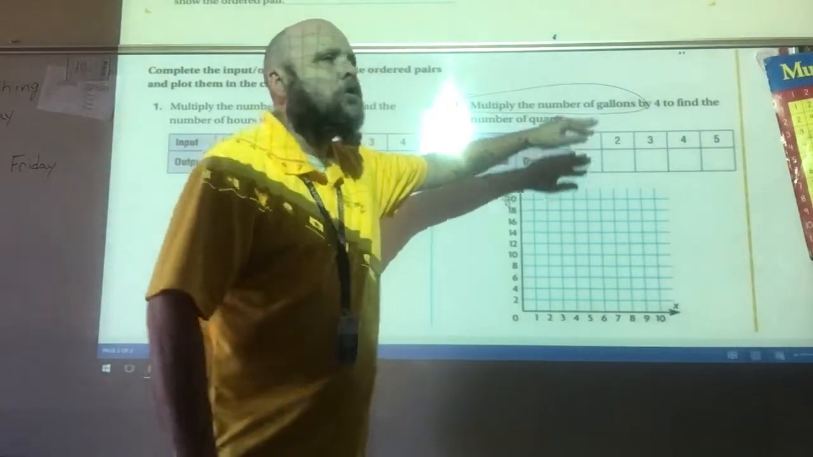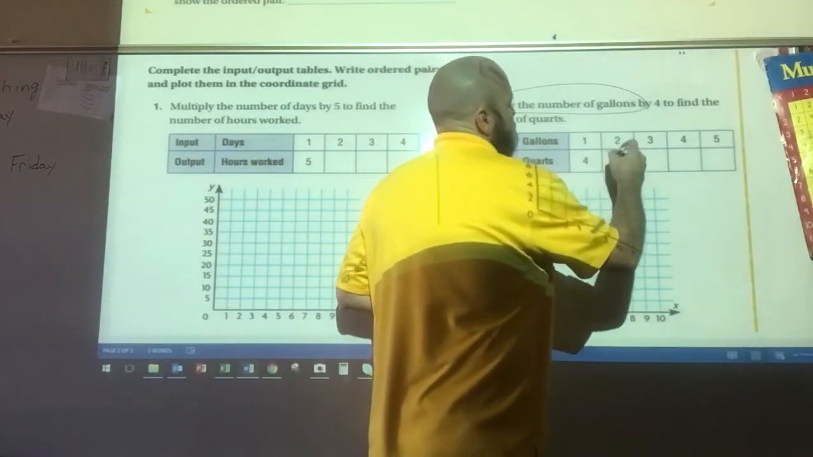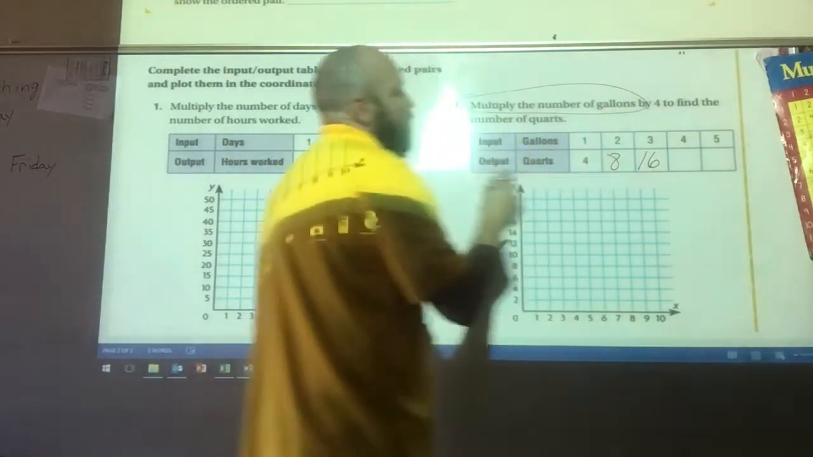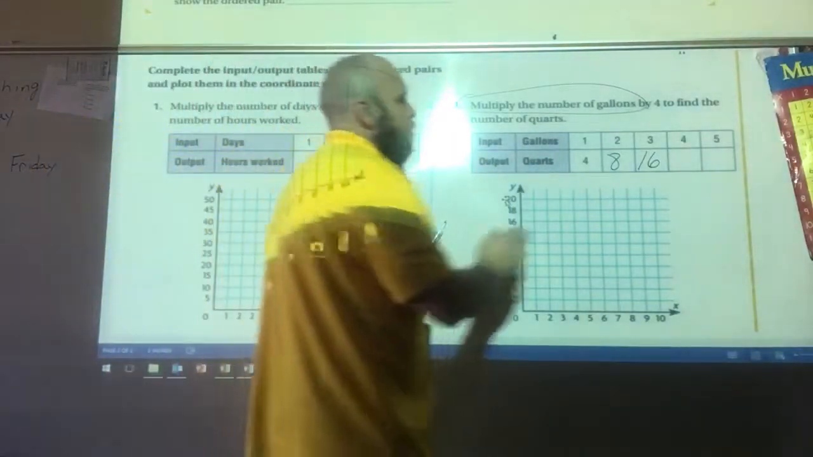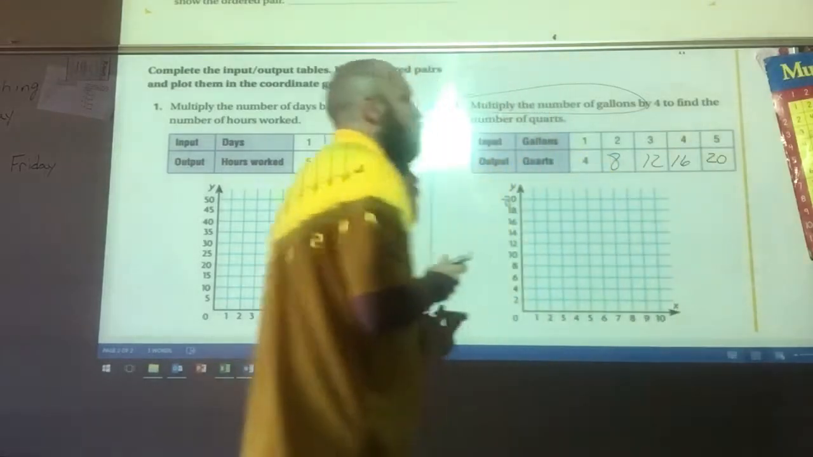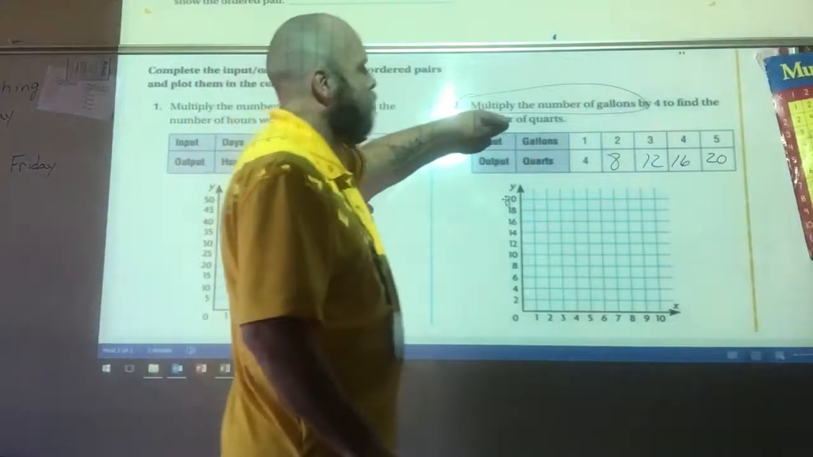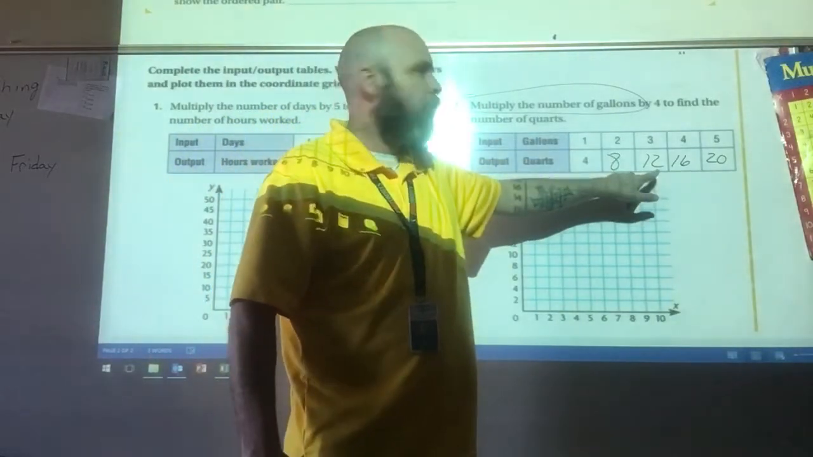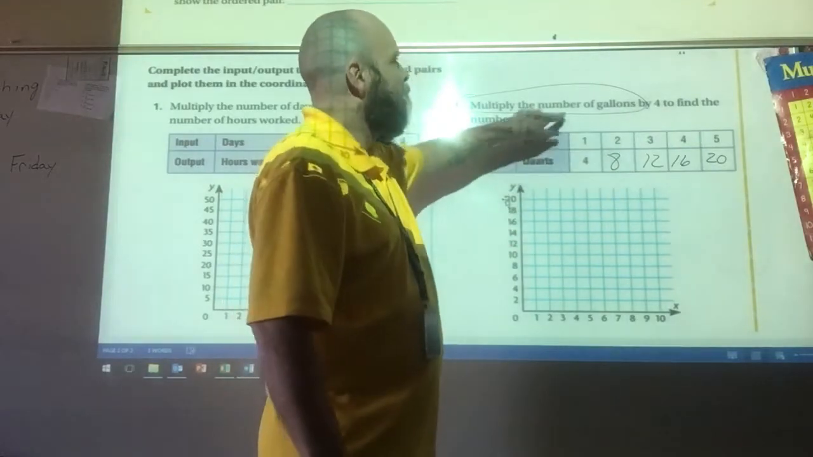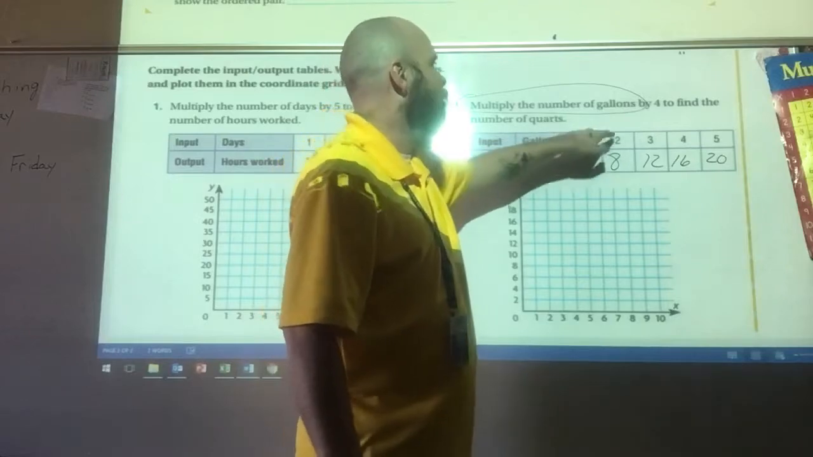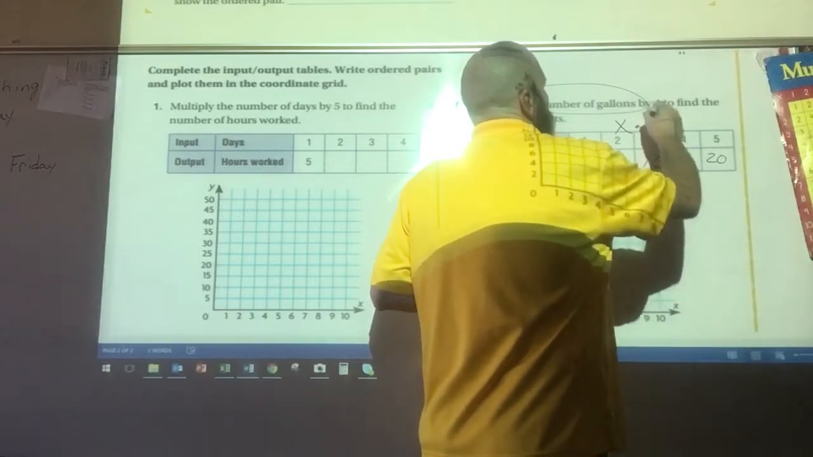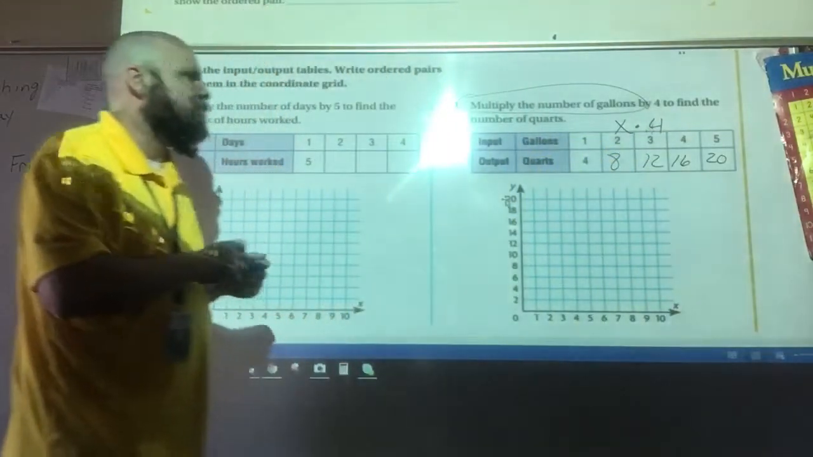Input 1, output 4. Input 2, output 8. Input 3, output 16. That doesn't look right. Oh, 12. Then 16, then 20. Okay? Follow the rule, because that's easy to do. Where you mess up is putting 16 here. I was thinking of 8. Multiply by 4. Input times 4, or the x-axis times 4.